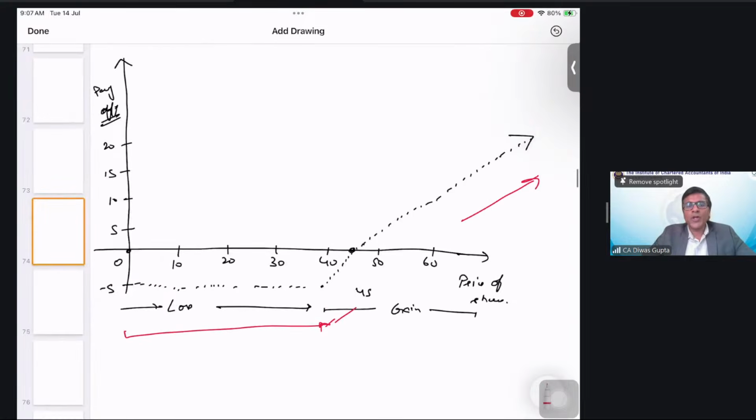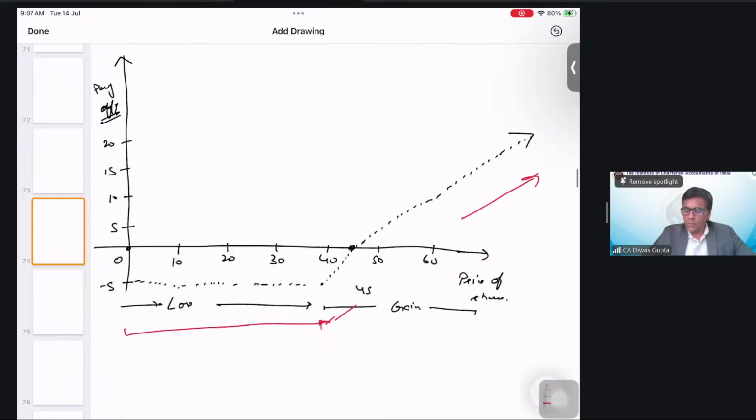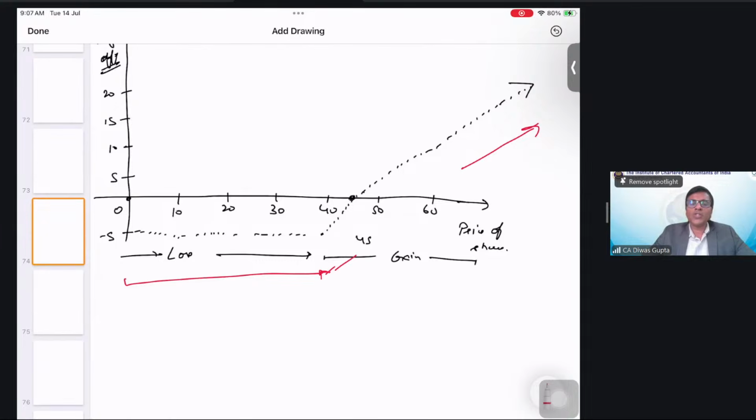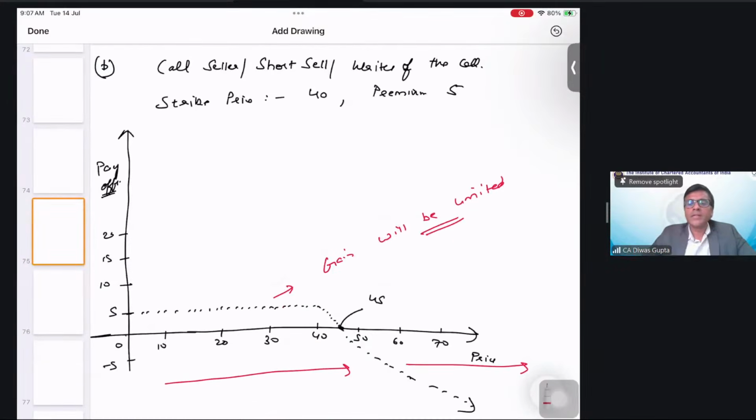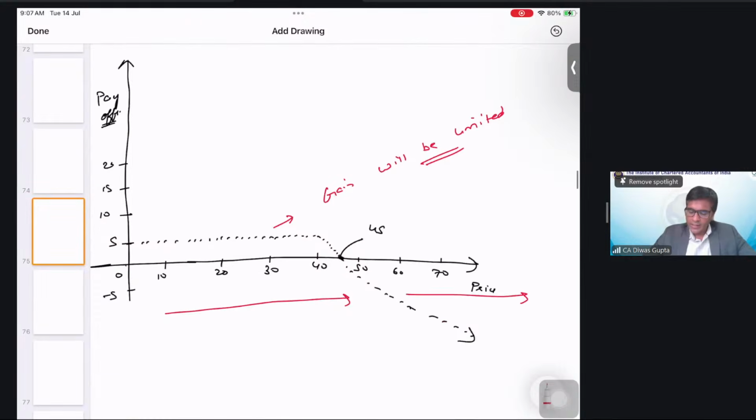So if you see, these are equal and opposites, right? In case of call option buyer, there is a limited loss and unlimited gain. In case of writer of the call, there is a limited gain and chances of unlimited loss. Clear? Again, it proves the above conclusion that we have discussed.